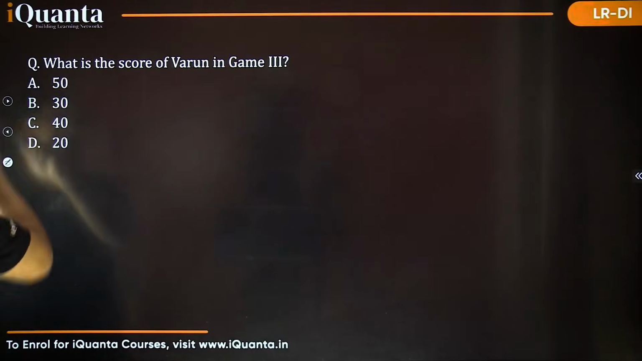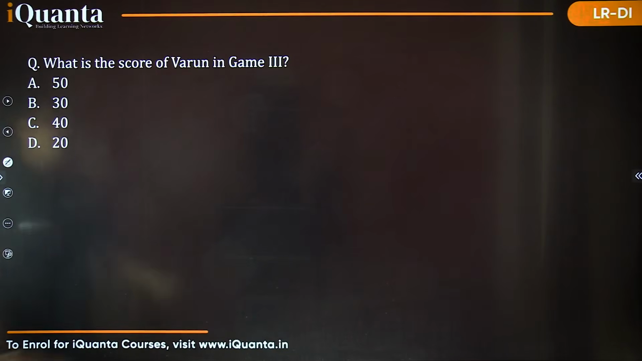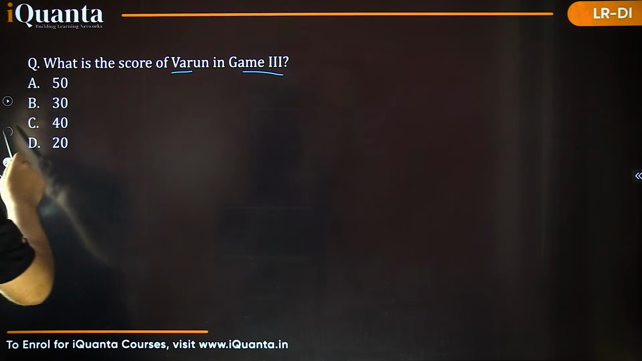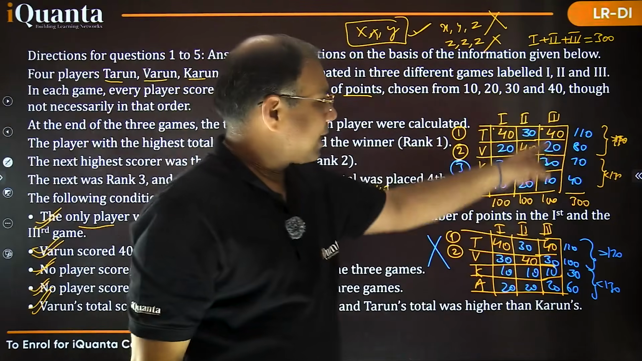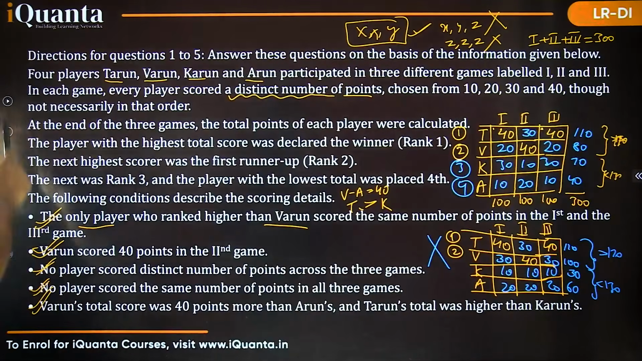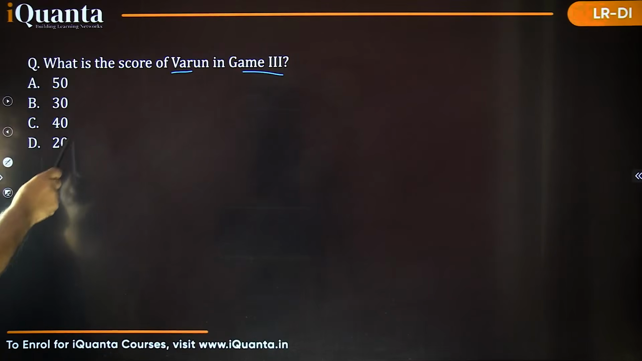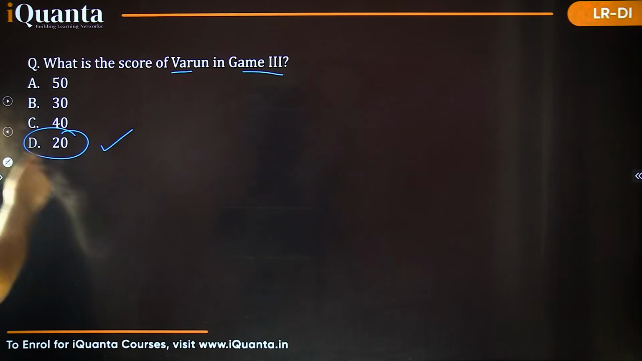Now moving to the second question. It says, what is the score of Varun in game 3? Okay, let's check. Varun in game 3. V in game 3, that is 20, right? So the answer to the second question must be 20. That is option D. So this is certainly the right answer.